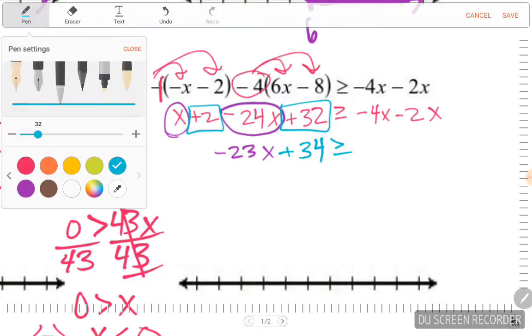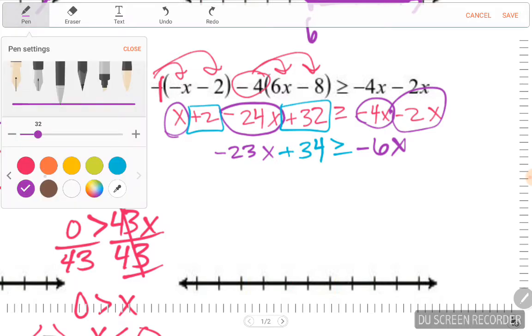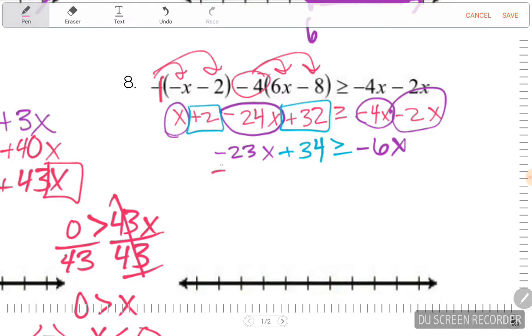And then I've got some more x's. I have negative 4x and negative 2x. Okay, they're on this same side, so I combine them. Negative 4 and negative 2 more means I have negative 6x. I notice I have an x on both sides here. And the town's not big enough for the both of them. So the smallest is going to lose, which means I get rid of the negative 23x. So add 23x to both sides.